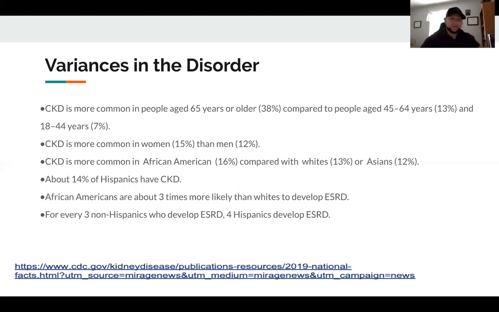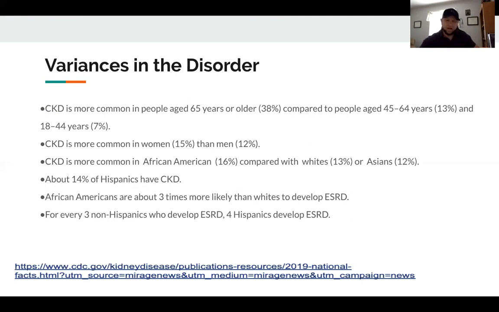So some of the variances in the disorder: it affects about 38% of those 65 years and older. Between the ages of 45 to 64, there's 13%. And the ages between 18 to 44, it's about 7%. CKD is more common in women than it is in men.